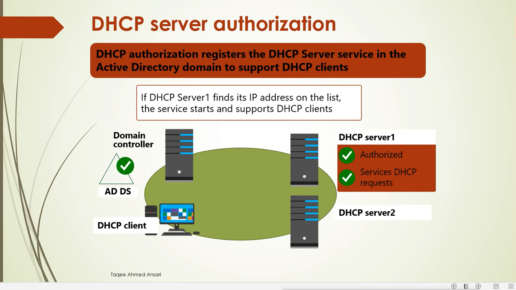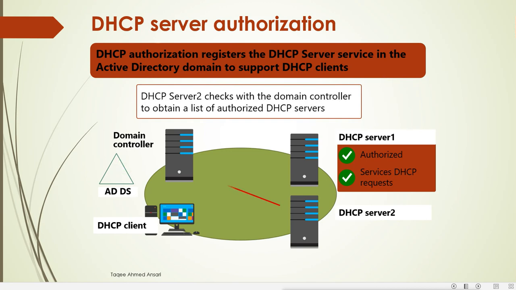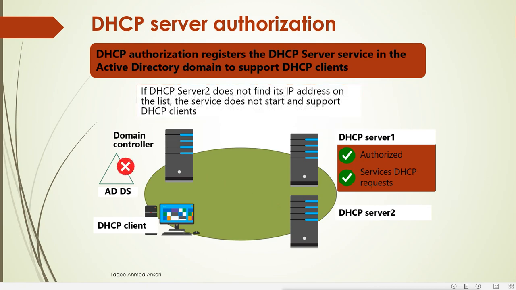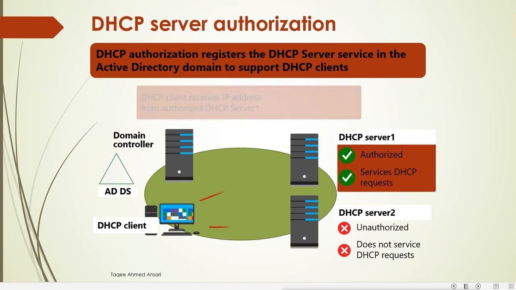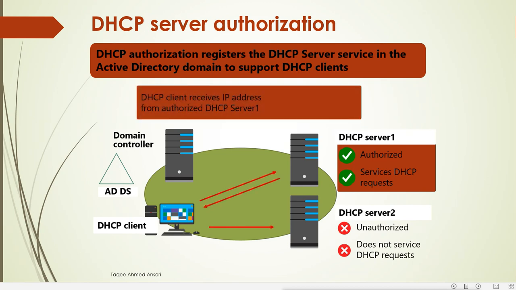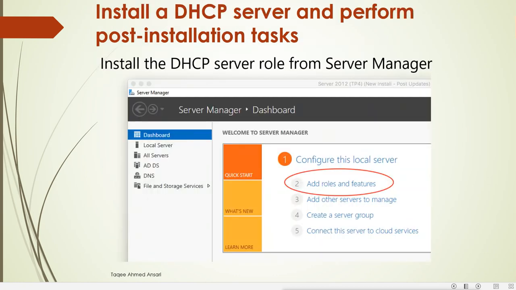start accepting the requests. Now if the DHCP server like server 2 is checking whether it is authorized for the domain or not, and it is not authorized, then the DHCP service does not start and it will not accept the requests from the clients. So only the authorized server can accept the requests from the DHCP clients. Because the request is a broadcast, it will go to both the servers, but only server 1, which is authorized, can respond and give the IP addresses.